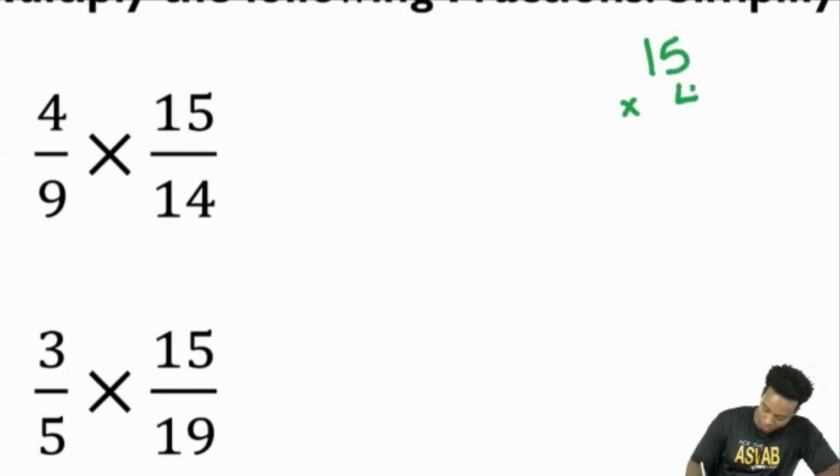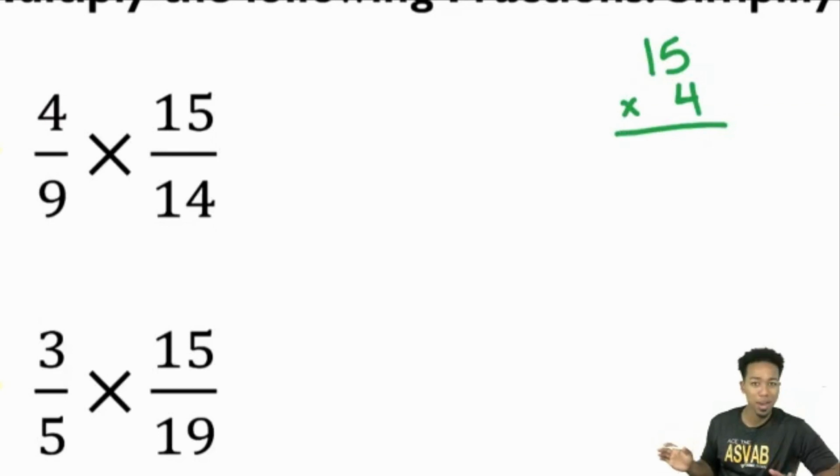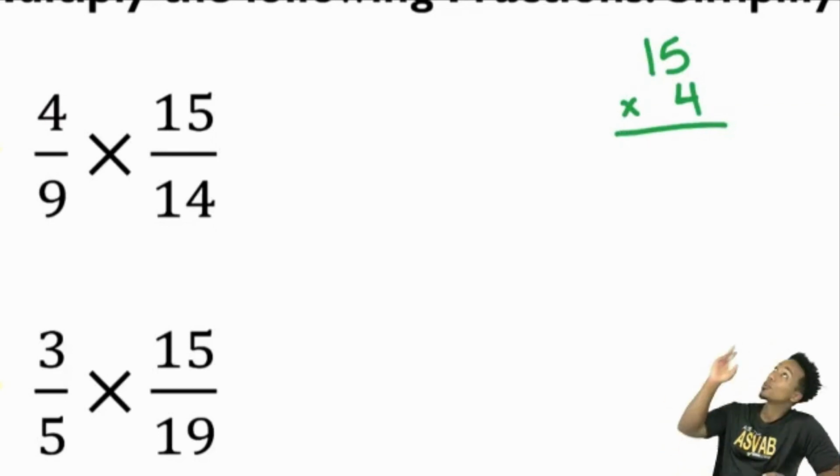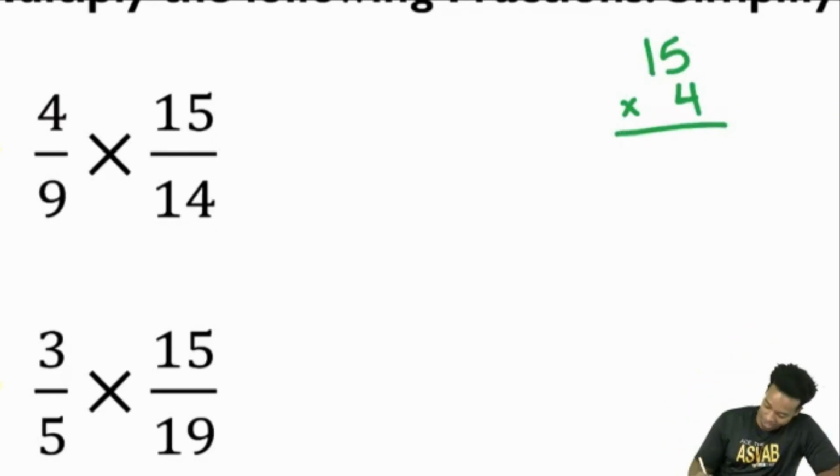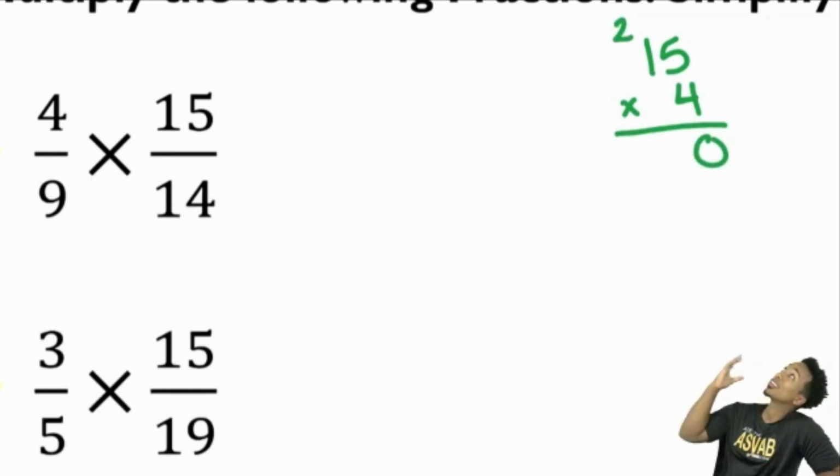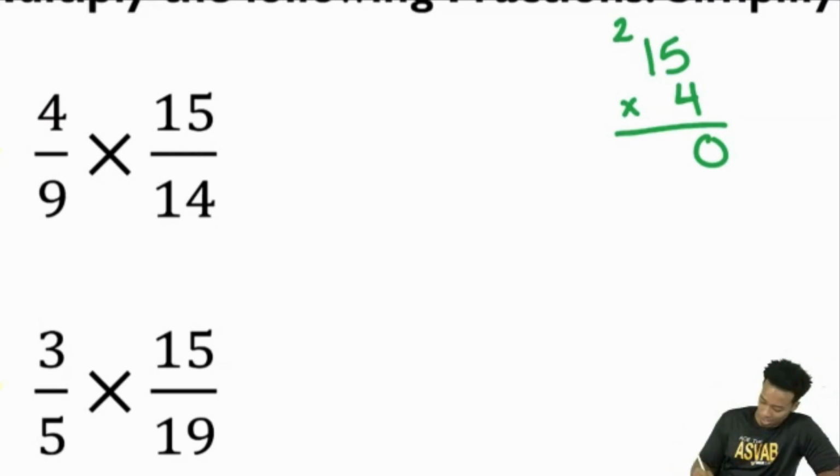All right, 15 times 4. I'm not going to show you the mental math way. I'm going to show you the regular way. We'll do 5 times 4. That's going to give us 20. Carry the 2. Then we have 1 times 4 is 4. Bring that 2 down. That's going to be 6. So that'll be 60. So over here, we're going to take that 60 and write it right here.